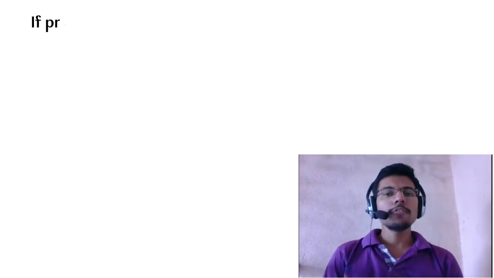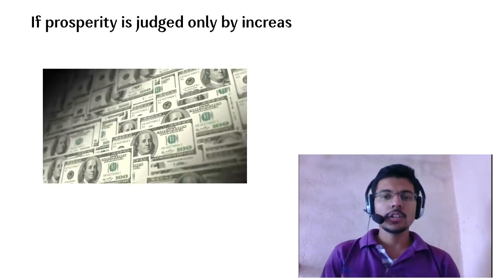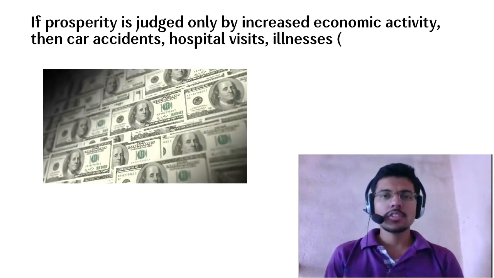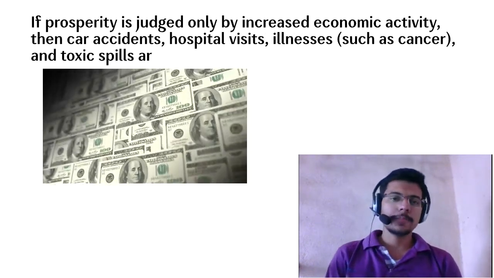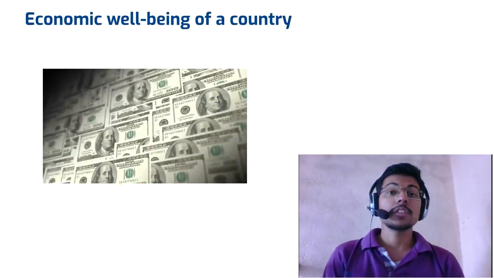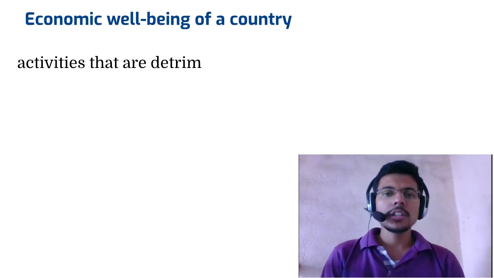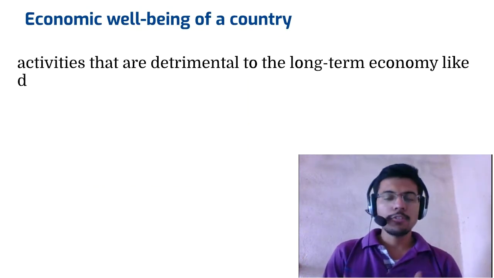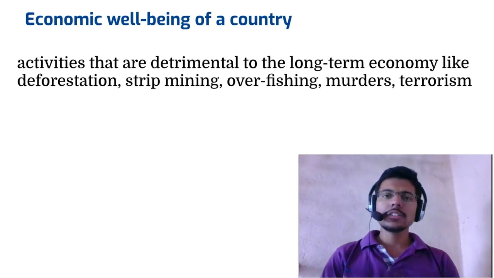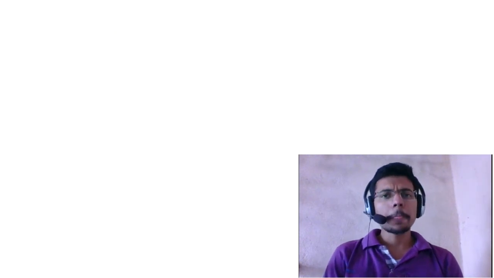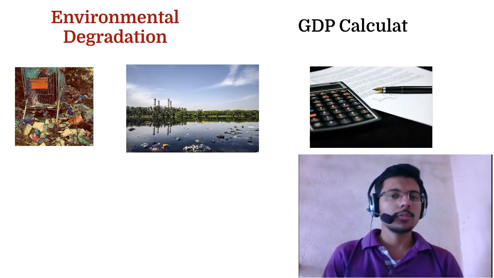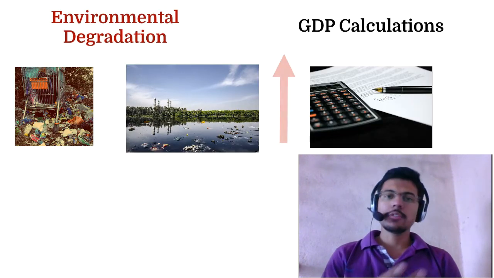So let's see how. If prosperity is judged only by increased economic activity, then car accidents, hospital visits, illnesses such as cancer and toxic spills are all signs of prosperity. Therefore, it does not necessarily indicate the economic well-being of a country, since activities that are detrimental to the long-term economy, like deforestation, strip mining, overfishing, murder, terrorism, all increase today's GDP. So, environmental degradation is rarely accounted for in GDP calculations and instead it is reflected otherwise.